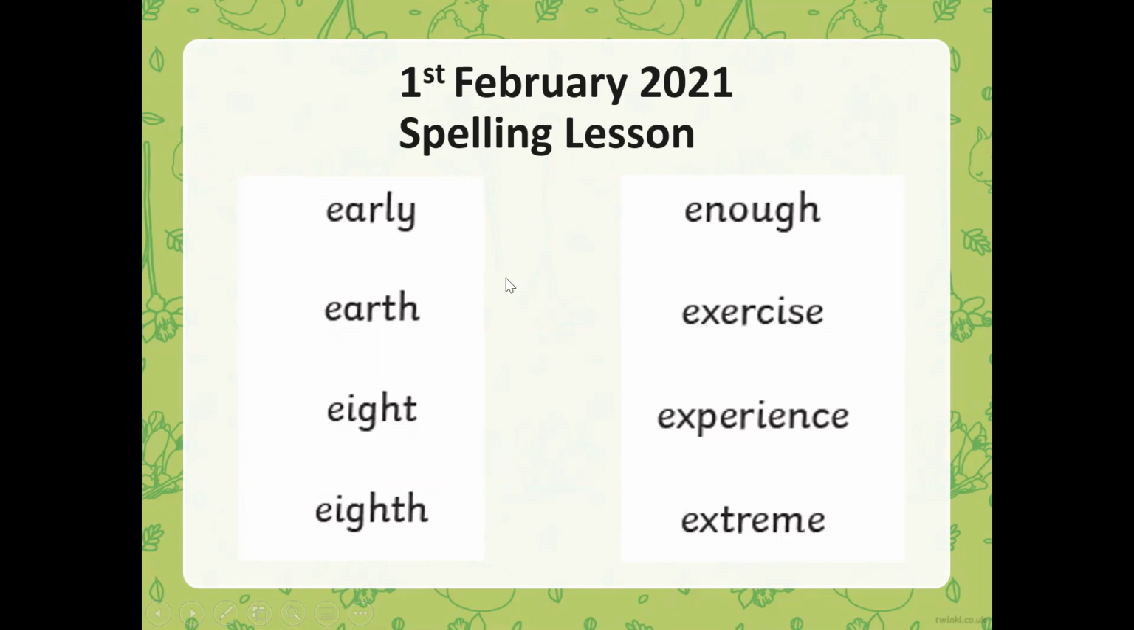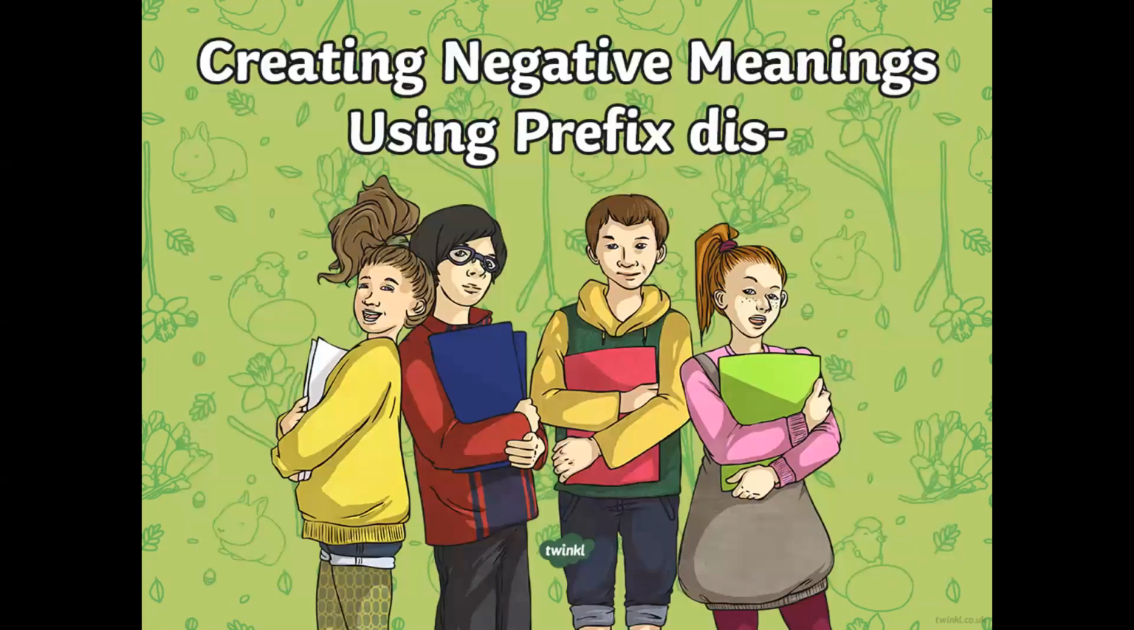So let's read them one more time. Early, earth, eight, eighth, enough, exercise, experience, extreme. Okay, these are all words that you will not be able to sound out. They're words that you just have to be able to read upon sight. Okay, so keep practicing those if you would like to. But let's get on to our new spelling rule this week.